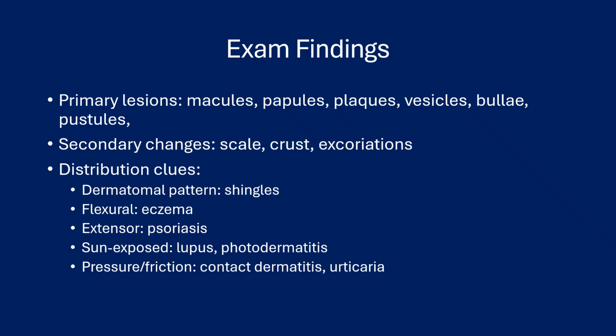Exam findings. As far as primary lesions are concerned, again, macules, papules, plaques, vesicles, bulla, pustules. Secondary changes would be like scale, crust, or excoriations. Distribution clues: dermatomal patterns, you see that with shingles. Flexural, you see it with eczema; extensor, psoriasis. Sun-exposed areas: lupus, photodermatitis. Pressure or friction areas: contact dermatitis, and seen with urticaria.